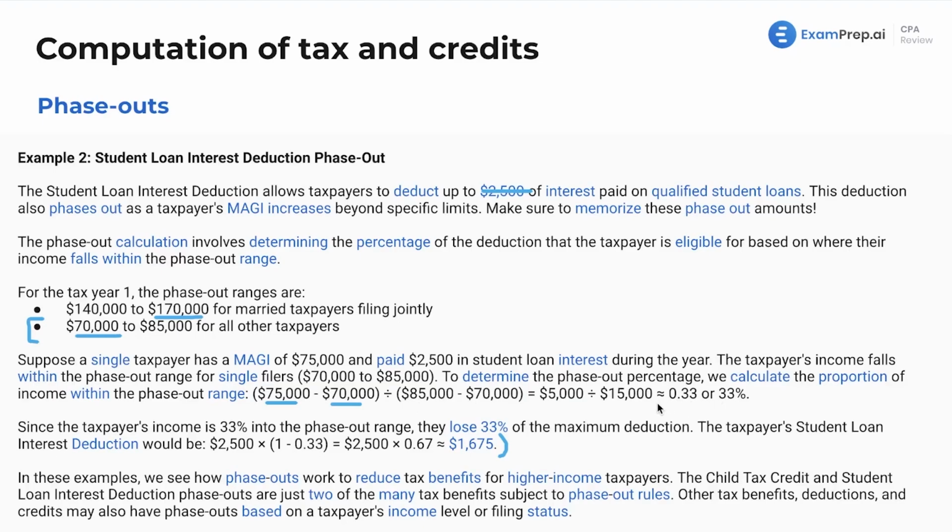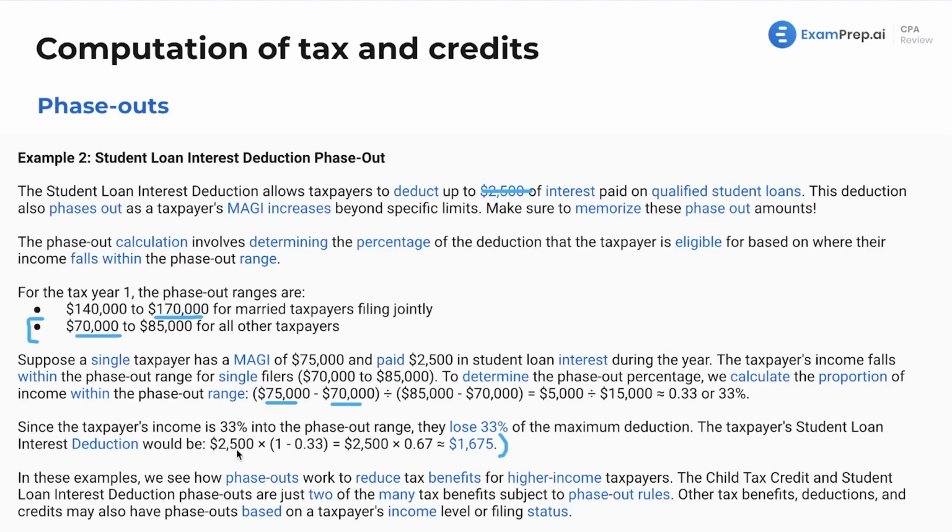This little squiggly equal sign is basically just saying we rounded a little bit. So if you're ever wondering why it's not straight lines, that's because of a little bit of rounding. Since the taxpayer's income is 33% into the phase-out range, the math here is not too crazy. It's just what's the percentage that we are getting into the range? We are going to lose 33% of this deduction.